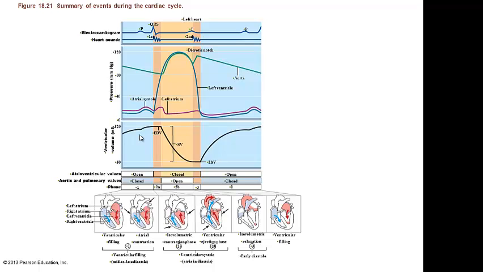First heart sound comes when QRS happens. When what closes? Atrioventricular valve slams shut. Because why? Because the pressure increases, gives it a back push, because who's starting to contract? Ventricles are starting to contract.